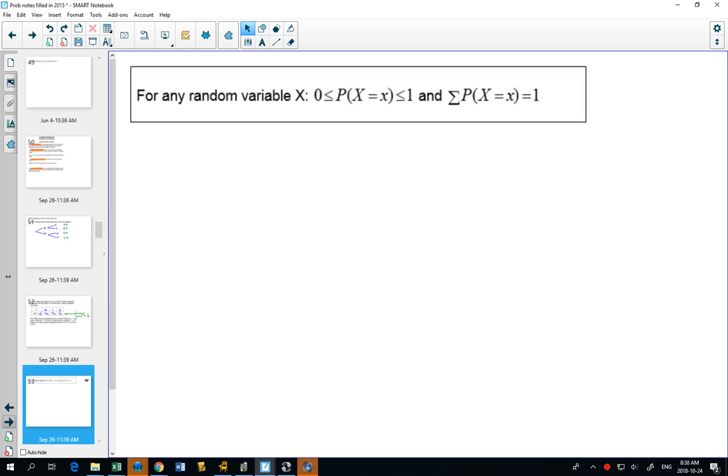So this says the same thing. For any random variable X, the probability of that event has to be somewhere between 0 and 1. You can't have something with a probability of over 100%. And if you add up all those probabilities, remember that this symbol means the sum. If you add up all the probabilities along the bottom, it will always equal 1.